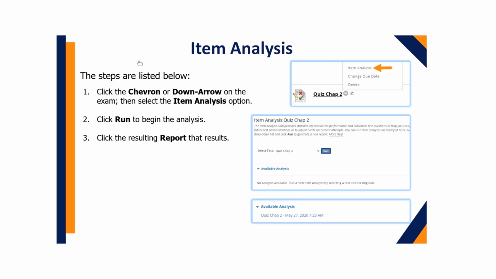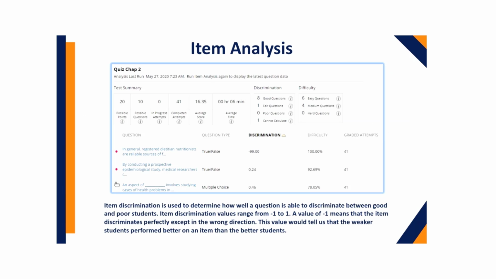So you're going to click the test after the students take the test. You're going to click the drop down and then select item analysis. And then the test name goes right here, and then you click run. Right now, there is no analysis available. So after you click run, then you will see the analysis of the test, which specifically is this one, quiz chapter 2. And then these are the results you will see.